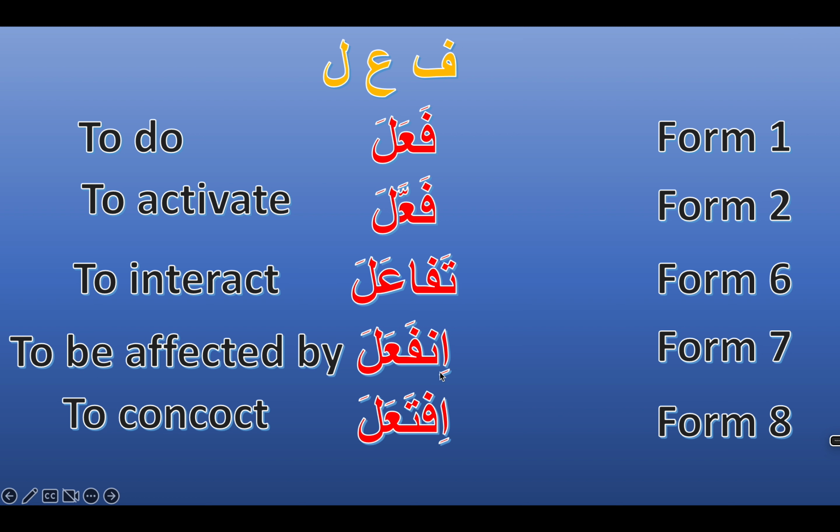interact. Form 7, infa'ala, to be affected by, also has some other meanings. Form 8, ifta'ala, to concoct or fabricate. So as you can see, they're very different meanings, but they all convey the sense of doing something. So that's how the meaning of a verb or a root changes depending on the form. Now again, you don't need to know this now, it's just purely as an introduction and reference point.